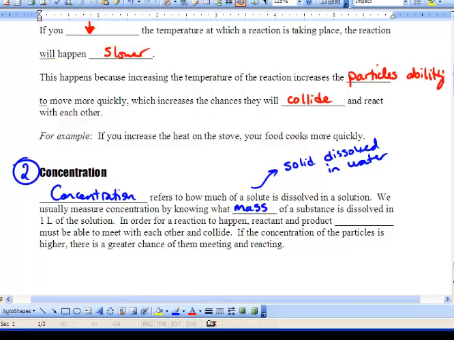Now, in order for a reaction to happen, reactant and product molecules must be able to meet with each other and collide. Now, if the concentration of the particles is higher, there's a greater chance of meeting this. And right now, I want you to think of making iced tea. You know it tastes good when you got the concentration just right, but if it's too weak, it won't taste right and you'll add a little bit more. And if it tastes too sweet, you'll probably add some more water to make it more dilute.